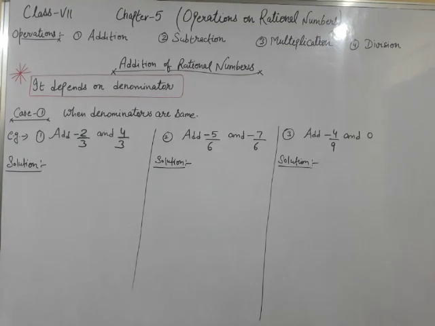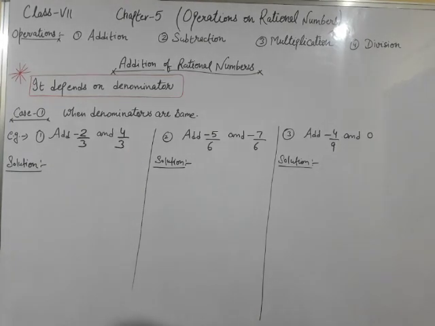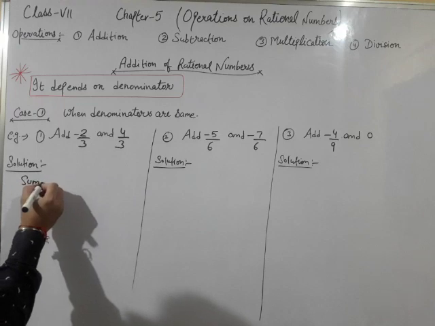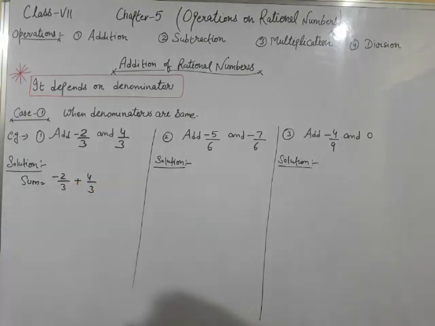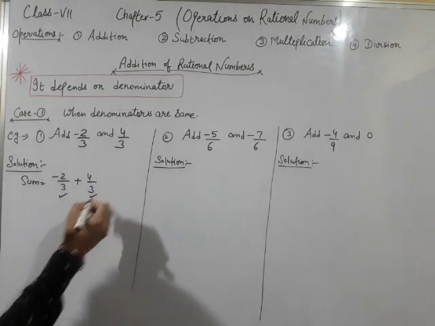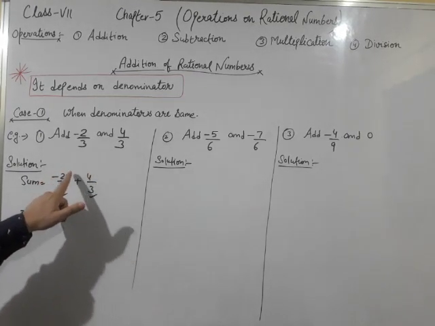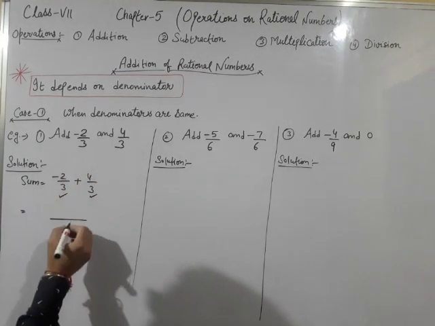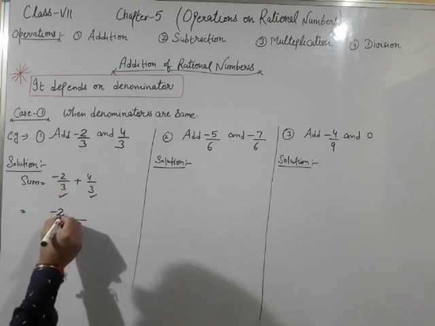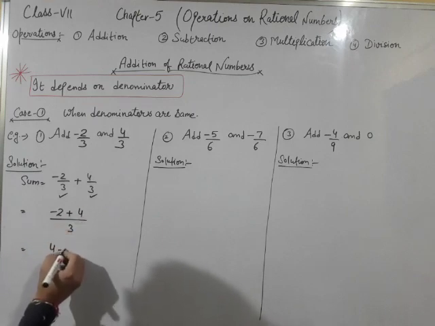Now we will solve a few more examples where we have the first rational number as negative and the second rational number as positive. So the sum will be equal to minus 2 upon 3 plus 4 upon 3. Here we can observe that denominators are equal, and if denominators are equal we can add or subtract their numerators directly. So the LCM of 3 and 3 will be 3. Here we have minus 2 plus 4. We can write it as 4 minus 2.